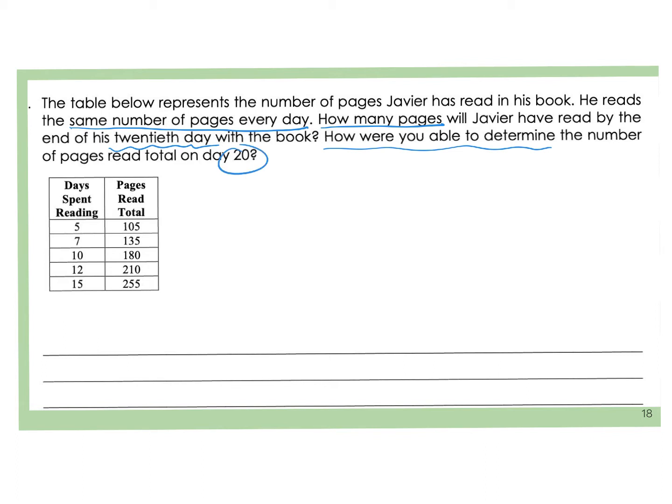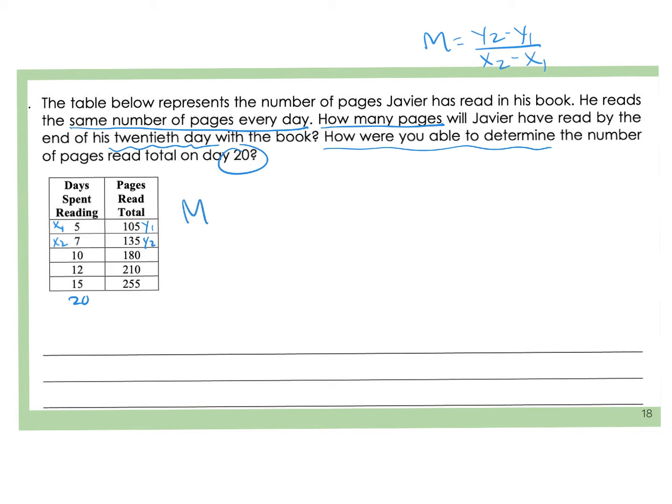Okay, so day 20 is not in the chart. They want us to figure it out. So pick your points. It does not matter which 2 points you pick. If you like certain numbers, pick those. I'm going to pick the first 2 because those numbers are the smallest. X1, Y1, X2, Y2. I'm going to tell myself what the slope formula is. I want you to do this every single time until you know it like you know your name.